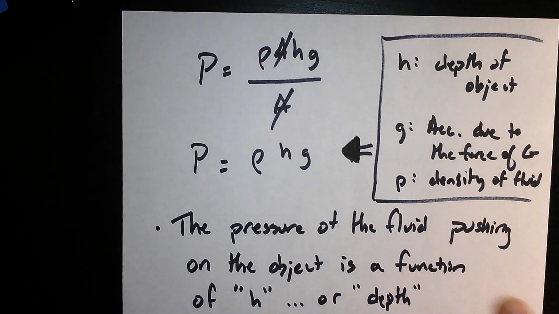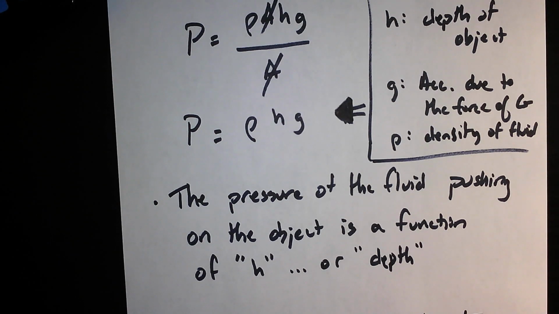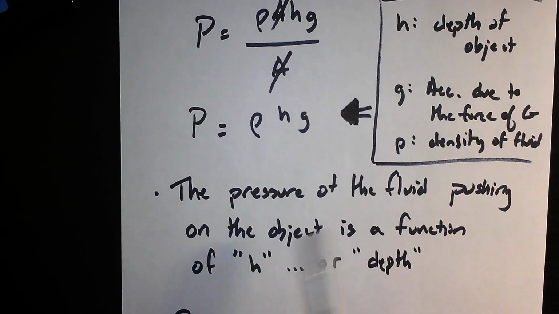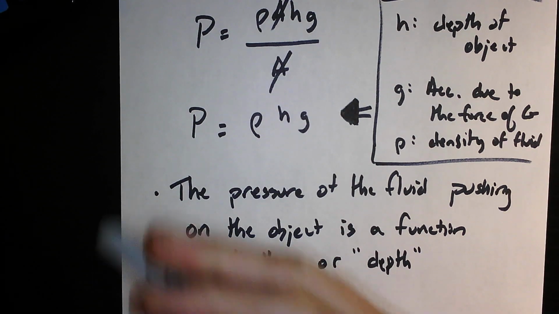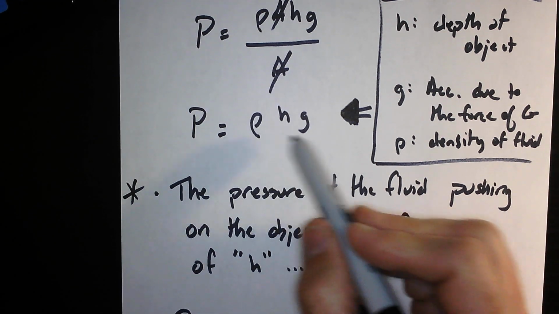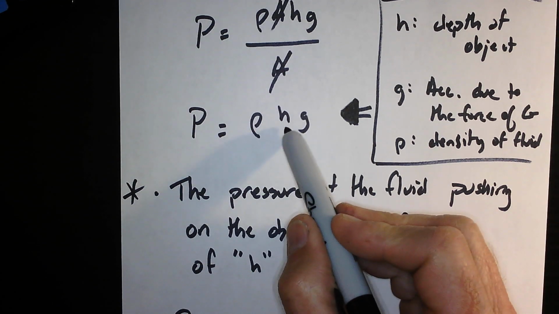All right, so now let's think what pressure is in concept here. Pressure, and this is the important part, the pressure of the fluid pushing on the object is a function of H, or the depth of the object in the water. All right, this is the important part to know out of all this. The pressure of the fluid pushing on the object is a function of H, because rho is a constant, G is a constant. The only thing that's going to vary here is H, which is depth of the object in the water.